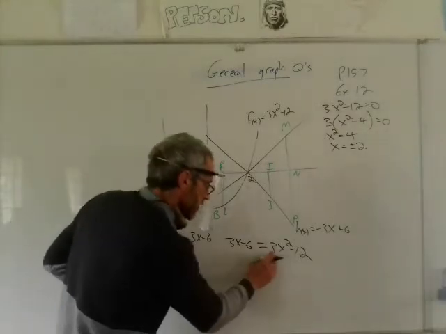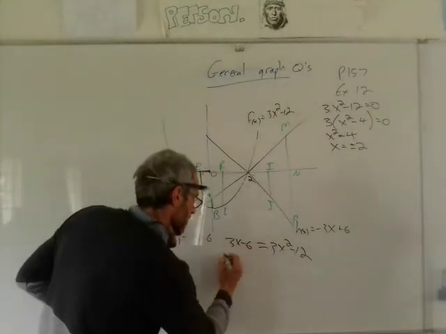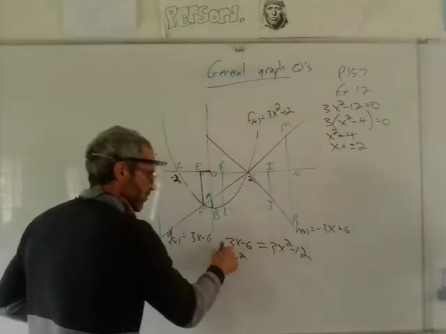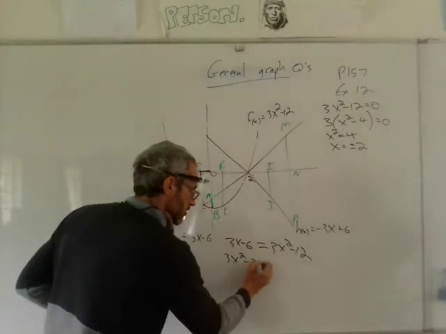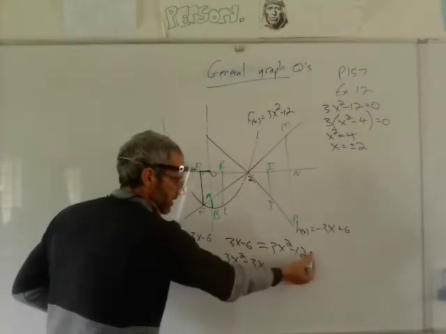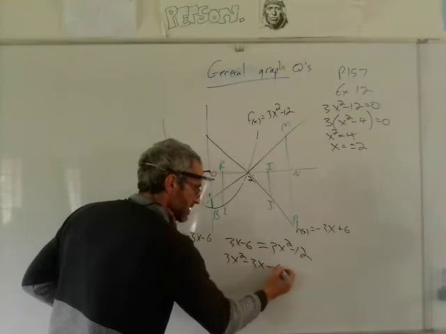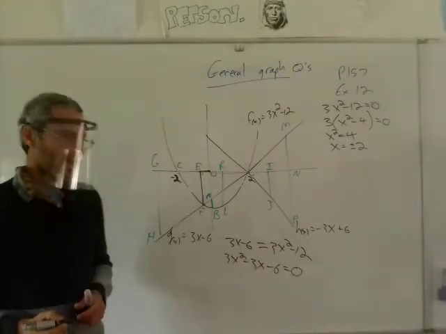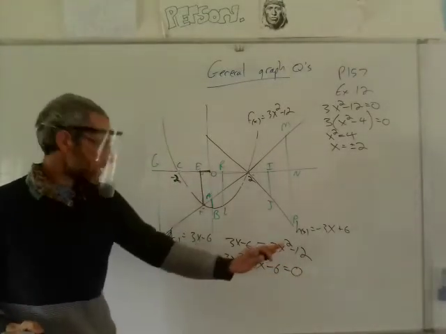Okay, so let's keep it all in the 3x squared. So we're going to have 3x squared, move that minus 3x, and then push that 6 to the other side, so it will be minus 6 equals 0. Did you see what I've done here? Move it all to one side.